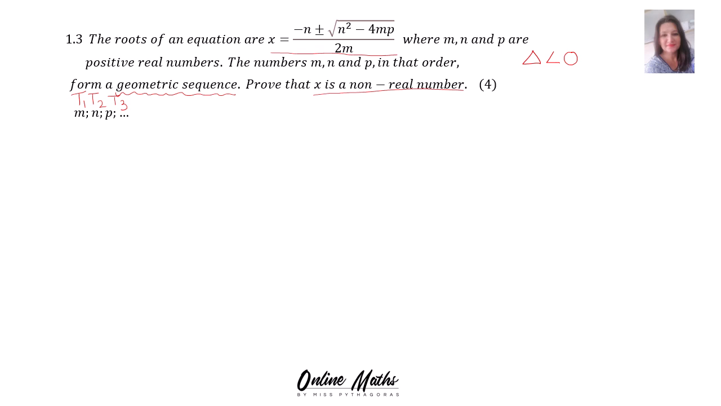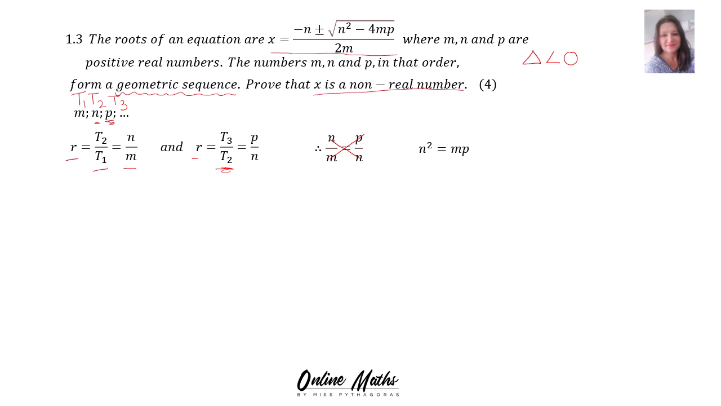And since this is a geometric sequence, we can work out R. R is T2 over T1, and when you substitute, then your R is N over M, but also R is also T3 over T2, so then it's going to be P over N. And then both are equal to R, therefore we can equate them. And then you can also cross multiply, and you get n squared is equal to mp.